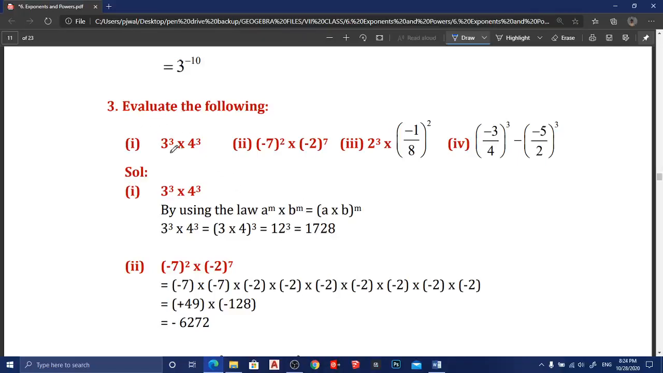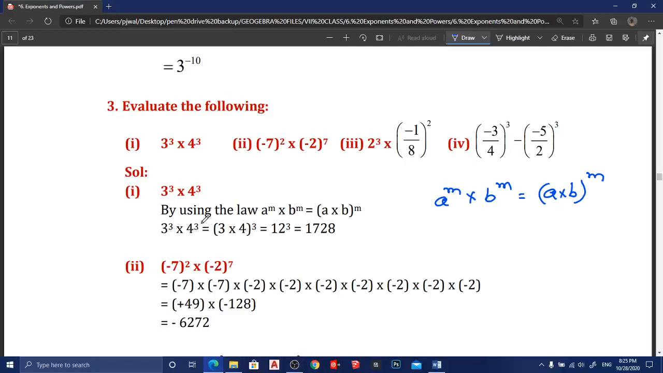Okay. So now take the first problem here, 3 cube into 4 cube. Here which formula you have to use? The fourth one, where bases are different, powers are equal, and you are multiplying those two. Then what you have to do here? Multiply both the bases and take the same power for both. a power m into b power m is equal to a into b to the power of m. So this formula you have to use here. Here both bases are different, powers are equal, 3 only. So a into b to the power of m you have to use. So 3 into 4 to the power of 3.